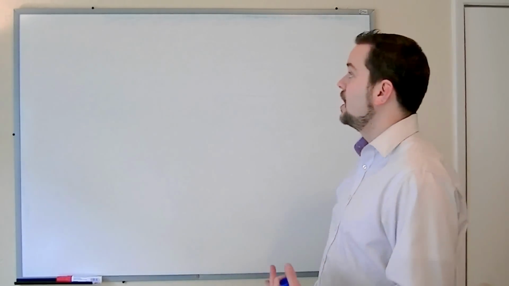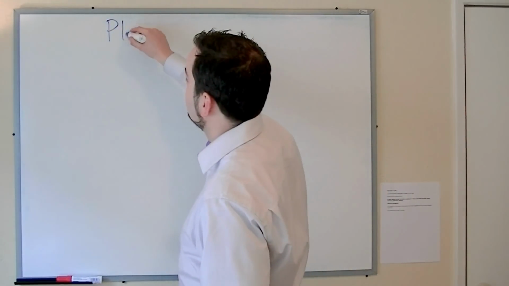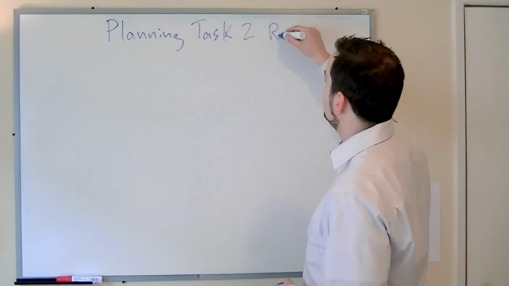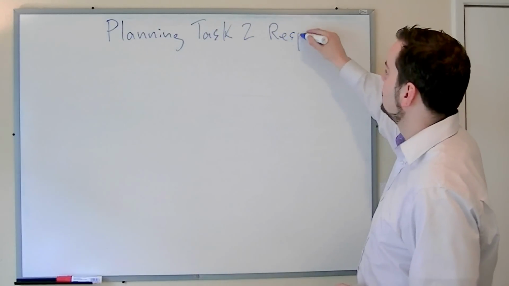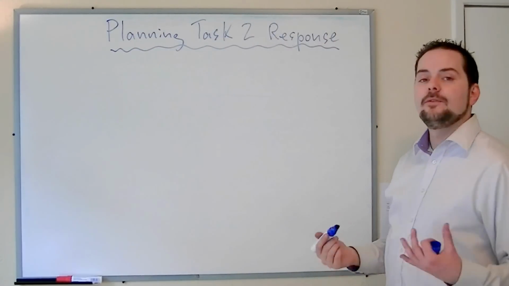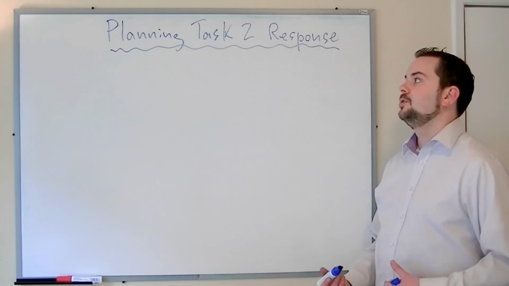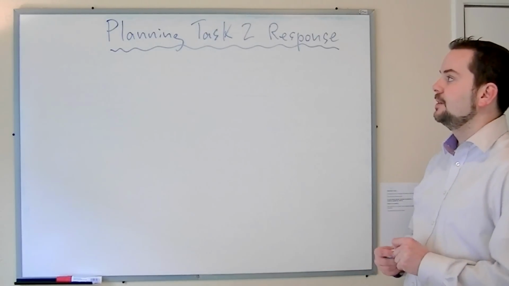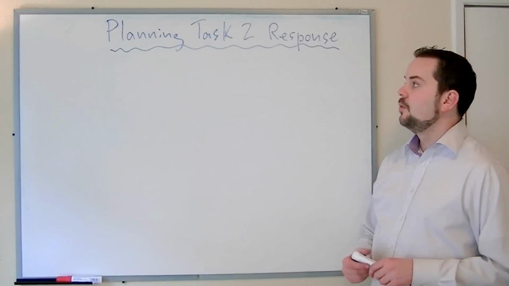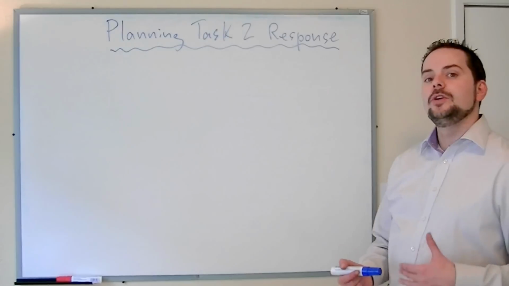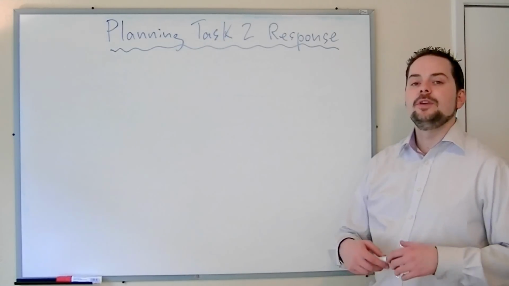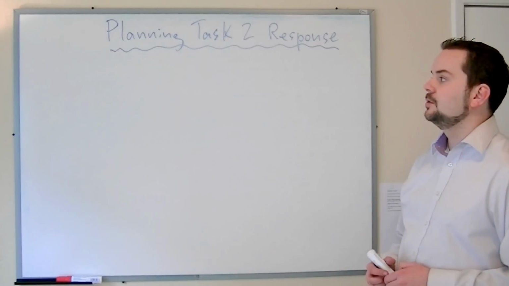Okay, so let's talk about planning the answer. Planning task 2, response. Alright, again, before you begin planning, you must try to understand the question first, you must try to paraphrase it, and you must try to identify the topic and the controlling idea. So once you have the topic, you can use your critical thinking to get a better idea of the question and of what you're going to answer.